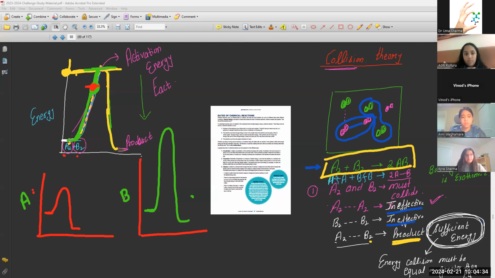So in which reaction most of the collisions, I'm talking about collisions of the reactant, in which reaction most of the collisions can cross the barrier, energy barrier? A. Why? Because it requires less activation energy, which means that every time bond formation is exothermic, they collide, it creates more energy.